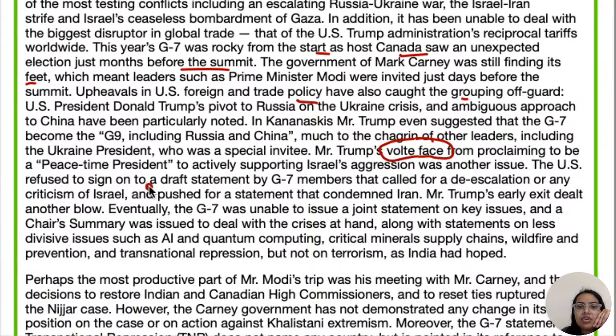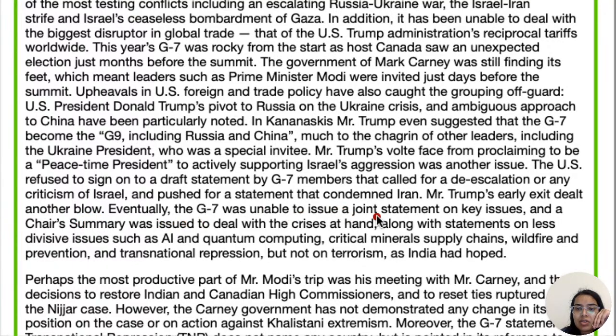The US refused to sign on to a draft statement by G7 members that called for a de-escalation or any criticism of Israel. तो इन्होंने मना कर दिया कि हम इजराइल के अगेंस्ट को साइन नहीं करेंगे, and pushed for a statement that condemned Iran, और उसके बदले वांटेड टू पुट इन अ स्टेटमेंट जिसमें ईरान को गलत बोला जा रहा है. Mr. Trump's early exit dealt another blow. We all saw that on the news again कि उन्होंने जल्दी वहाँ से पूरे समिट अटेंड नहीं करी. So that was another hit.